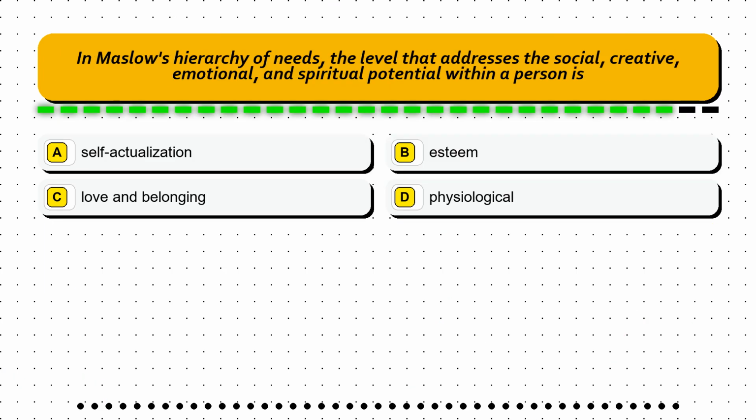Question 2. In Maslow's hierarchy of needs, the level that addresses the social, creative, emotional, and spiritual potential within a person is: Option A. Self-actualization. Option B. Esteem. Option C. Love and belonging. Option D. Physiological.